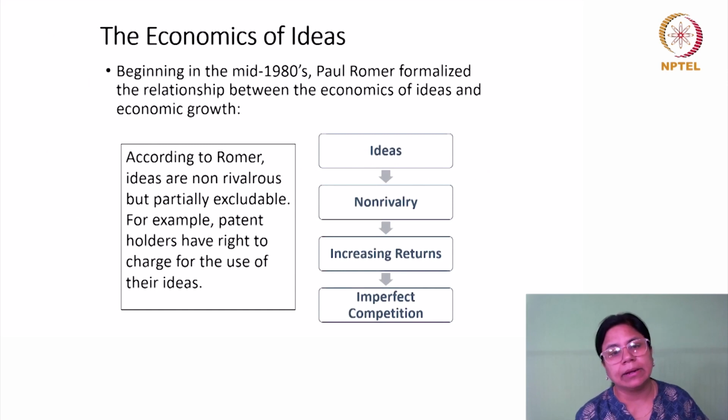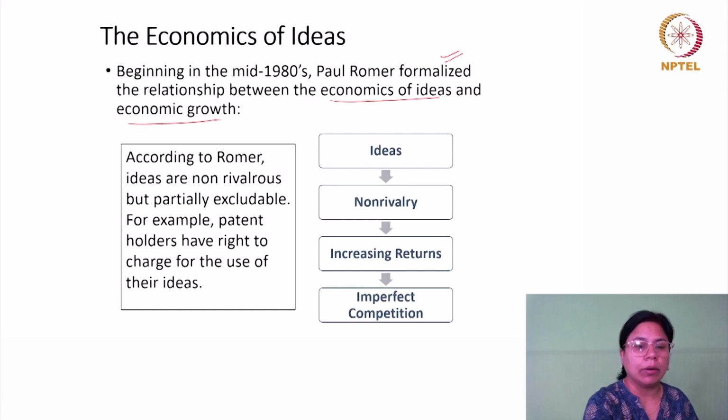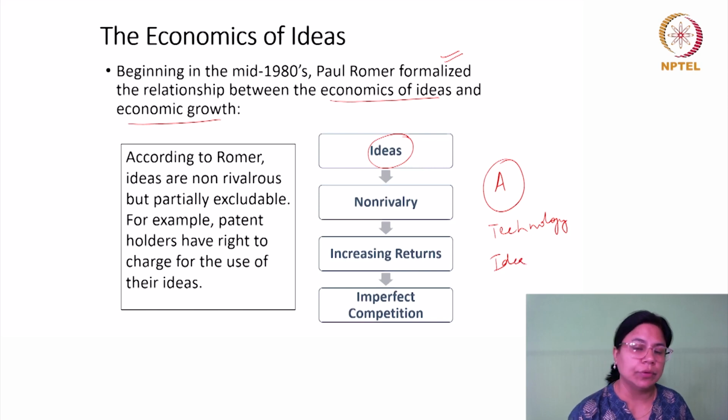Beginning in the mid-1980s, Professor Romer formalized a relationship between the economics of ideas and economic growth. Some of the key ideas that have come from his work talk about this: the A which we had in our model earlier, the technology, essentially comes from ideas, the newer ideas that translate your inputs into output.